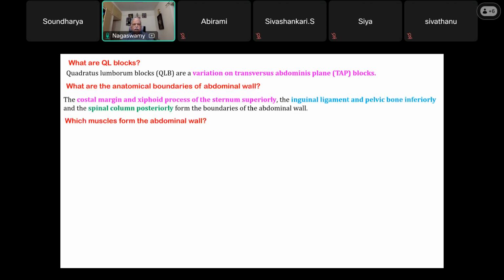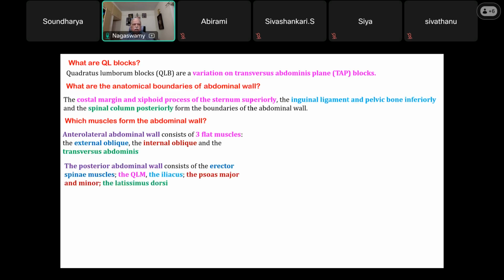So what are all the structures and boundaries of it? It's a fascial plane block in the abdomen. So it comes under the category of fascial plane blocks to block the abdominal wall. So all the anatomy points he has described. That's a variation of the TAP block.